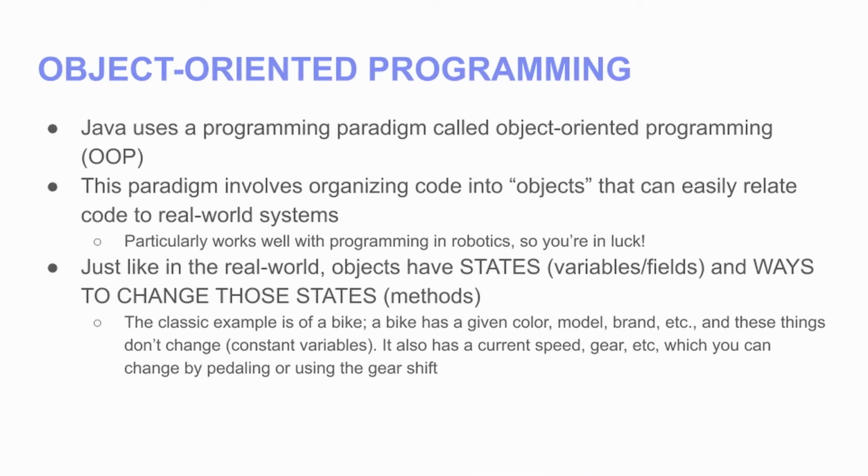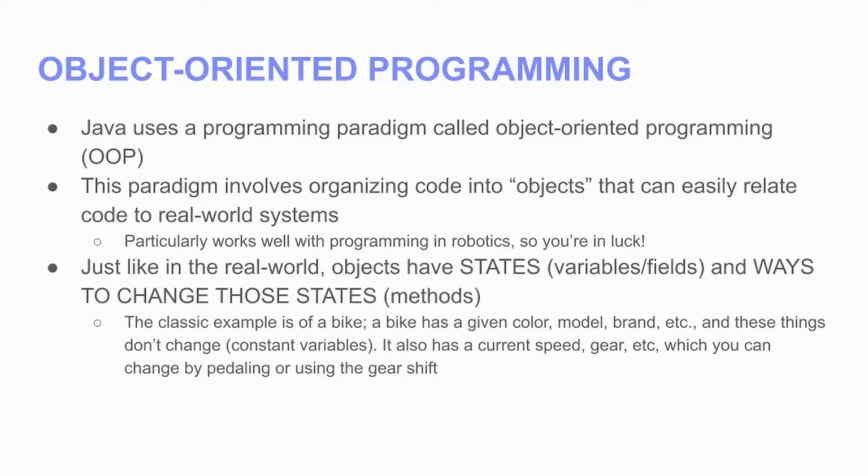So object-oriented programming is a programming paradigm, and it's widely used in Java. It's kind of what Java was built off of. There are other programming paradigms such as functional programming, so feel free to learn about those if you desire. This paradigm involves organizing code into objects, and the reason for this is that these objects can easily relate to real-world systems. This particularly makes a lot of sense in robotics, when most of the time we're working with real-world objects like motors or sensors or a robot as a whole, and it makes things very easy to organize. It makes a lot of sense, and it's very intuitive. Just like the real world, this is the model that's made with object-oriented programming.